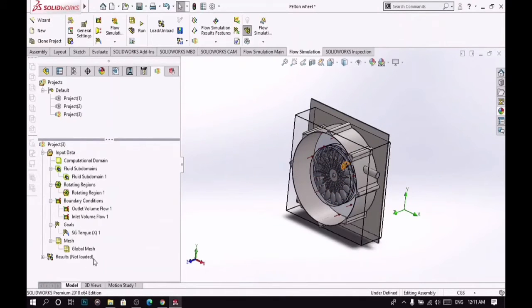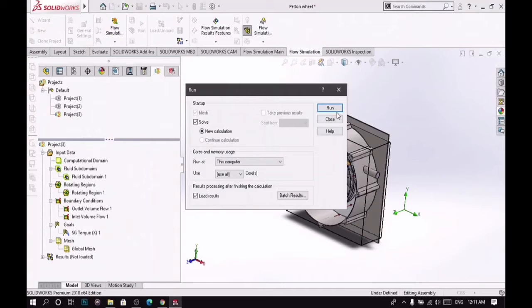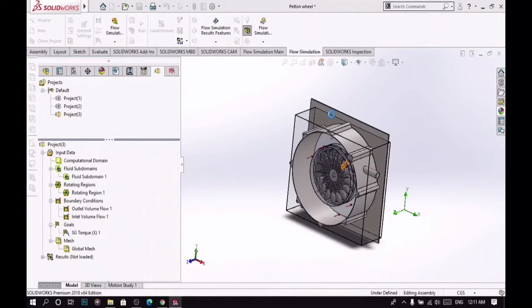So once all the parameters are done input, we can now run the simulation and then wait for it to be finished, and then we can print the reports or print the data that we are needing.